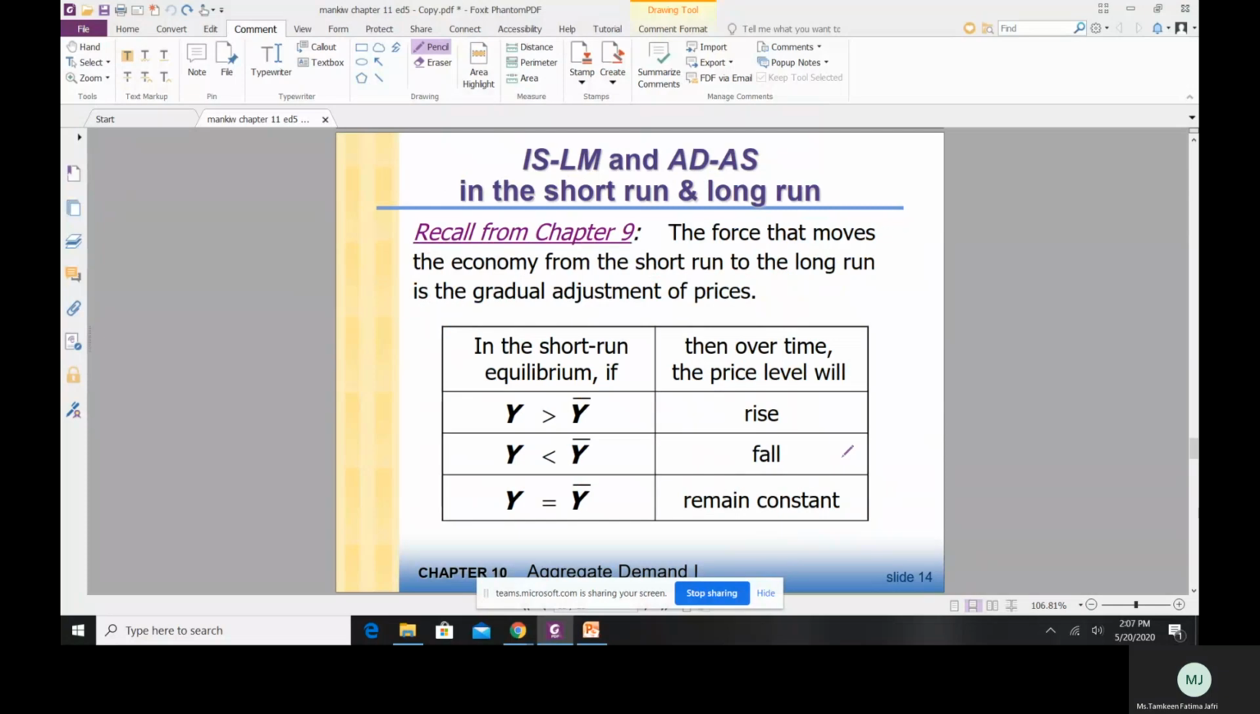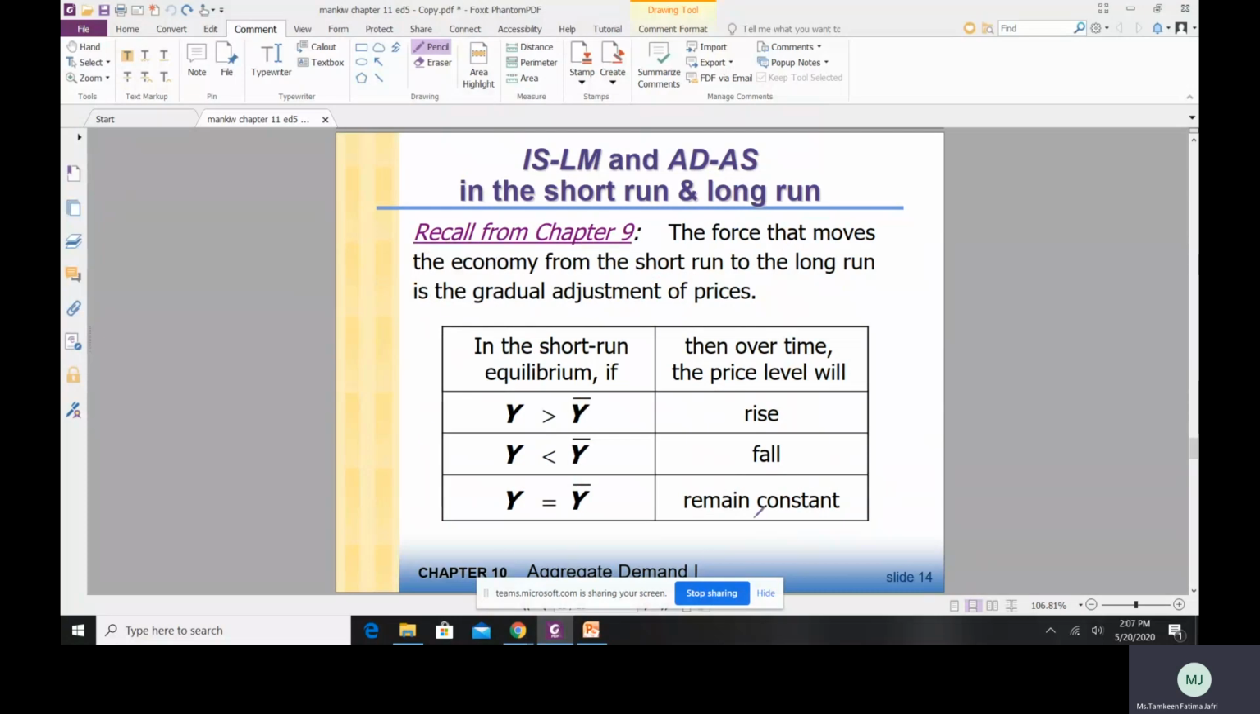So now, we're going to study IS, LM, and aggregate demand and aggregate supply in the short run and in the long run. Before I go into this, you first need to recall from chapter 9 that the force that moves the economy from the short run to the long run is the gradual adjustment of prices.